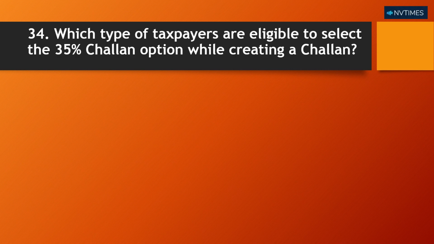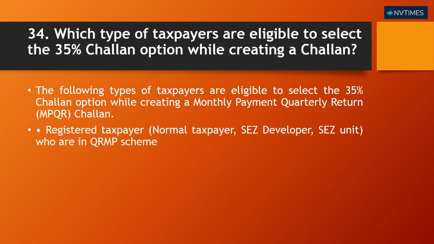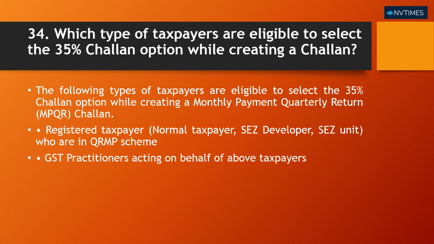Which type of taxpayers are eligible to select the 35% challan option while creating a challan? The following type of taxpayers are eligible to select 35% challan option while creating a monthly payment quarterly return MPQR challan: registered taxpayer, normal taxpayer, SEZ developer, SEZ unit who are in QRMP scheme, and GST practitioner acting on behalf of the above taxpayers.